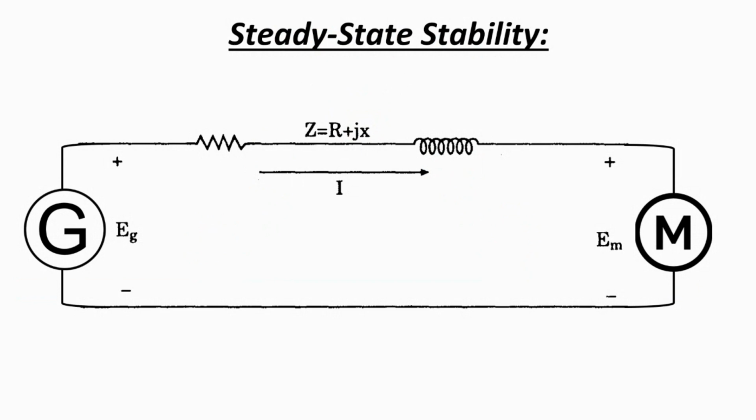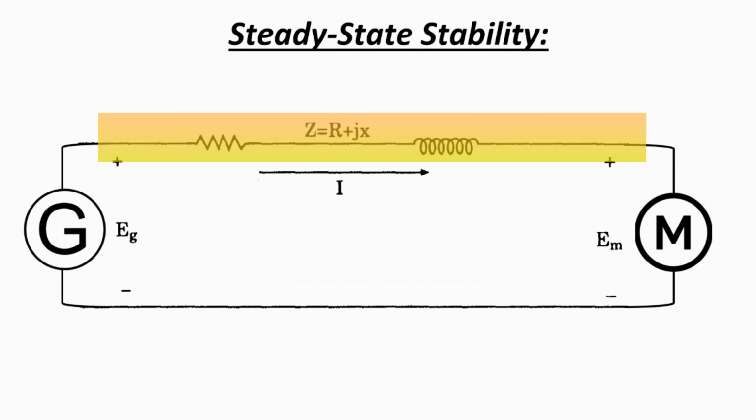Now, let's study the steady state stability. After deriving the mathematical form, we can give more insight into the physical meaning of the stability of the system. Suppose that we have two machines. One of them is a generator, the other is a motor. One of them is generating power, and one of them is consuming power.